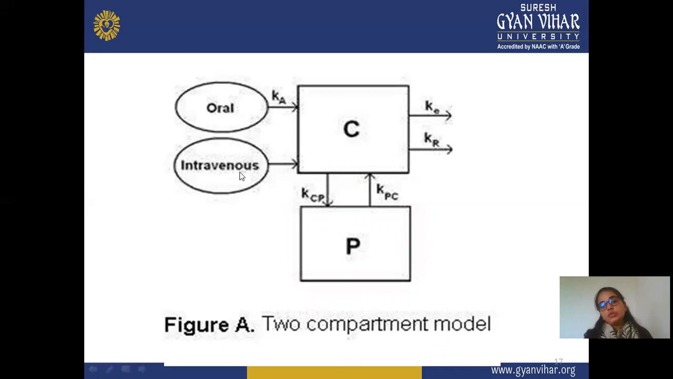In this, there is a comparison between oral and intravenous administration. When the drug is administered, this shows the concentration by both oral and IV routes and how it gets eliminated. And this is the passage from the central to the peripheral compartment, where constant concentration in the central as well as the peripheral compartment is reached, and elimination is from the central compartment only.